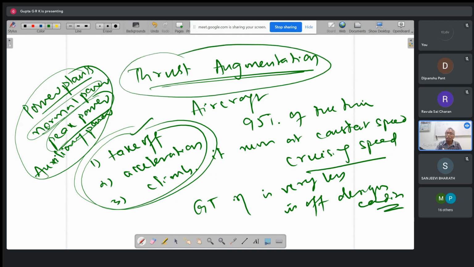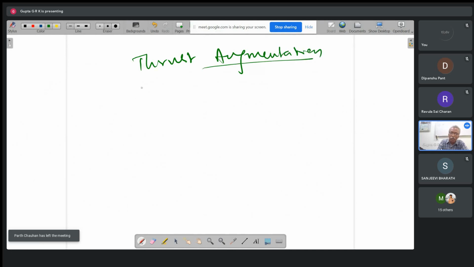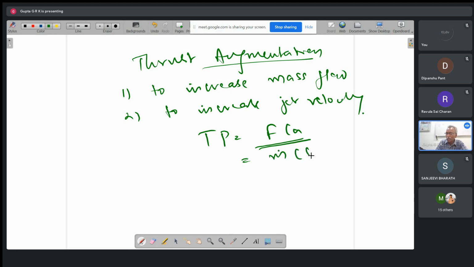So there are what are called thrust augmentation techniques. If I want to augment, means increase, one way is to increase mass flow or to increase jet velocity, because thrust power is equal to FCA or m dot (Cj minus Ca) into Ca. So either by increasing the mass flow or by increasing the jet velocity, I can increase the thrust power. But I should be able to do that only for a small duration. So for that, what are the methods?